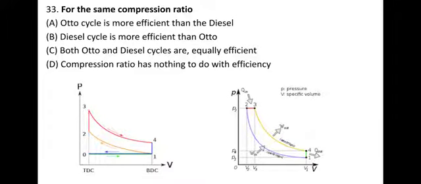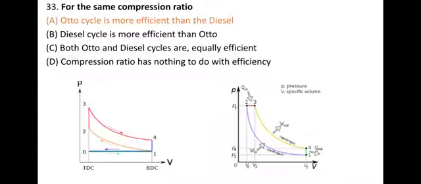Next question. For the same compression ratio, Otto cycle is more efficient than the diesel cycle. So for the same compression ratio, your Otto cycle is more efficient as compared to the diesel cycle. Here you can see the Otto cycle and the diesel cycle, and for the same compression ratio, your Otto cycle is more efficient as compared to the diesel cycle.